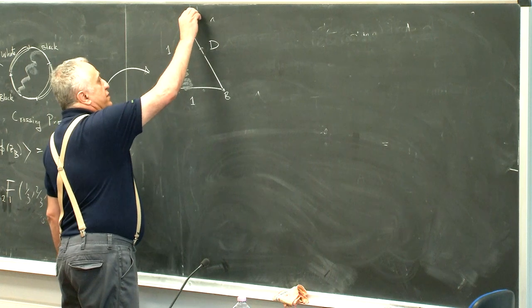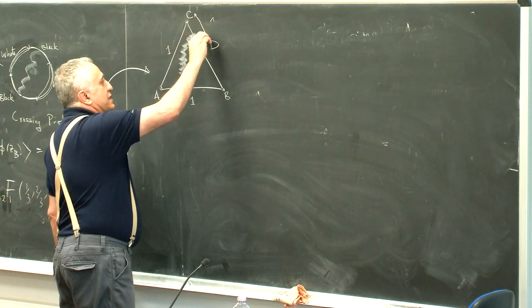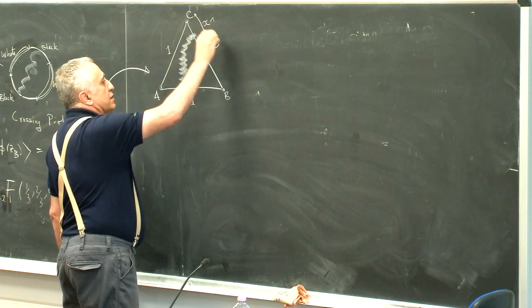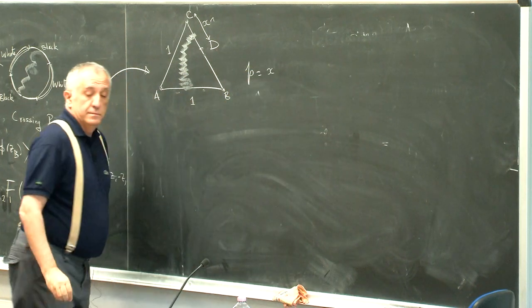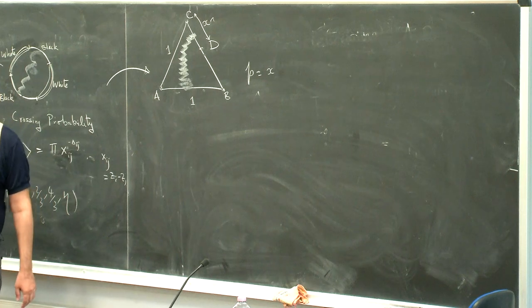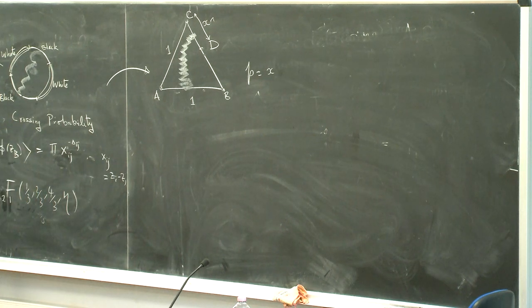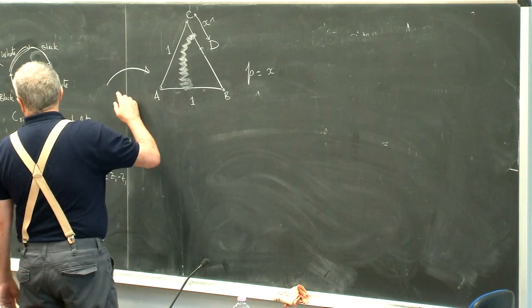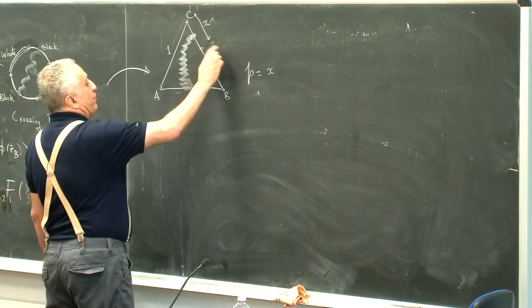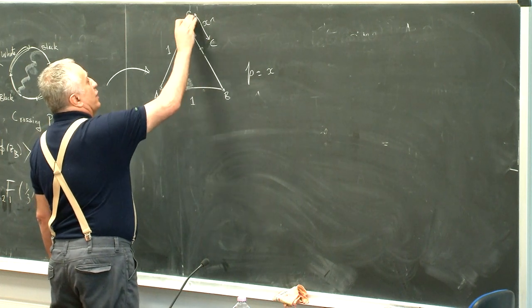So now it's obvious that the probability of exit is just this distance. So P has to equal X. Rotationally the same. I mean, the C should be the place. A, B, C, D. Okay. You are right.